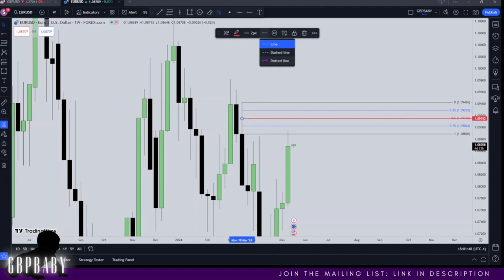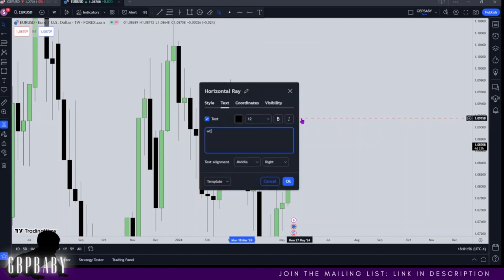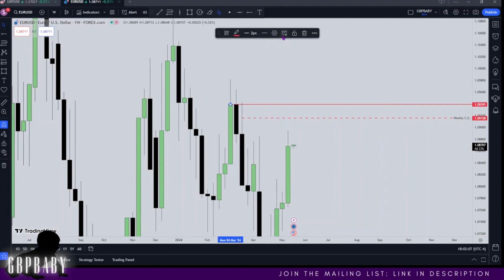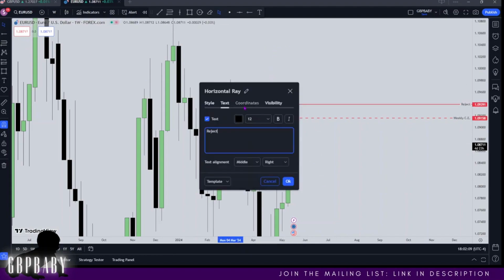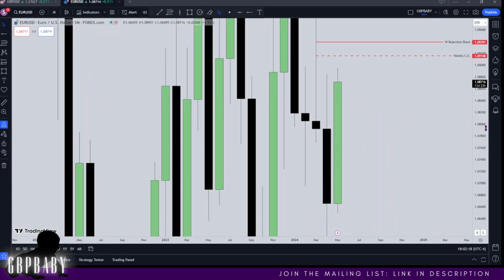Red and dashed. So that's weekly consequent encroachment. And then we also have this rejection block level as well. In fact, we should start on the monthly. Let's go to the monthly real quick, just to see where we're coming off.